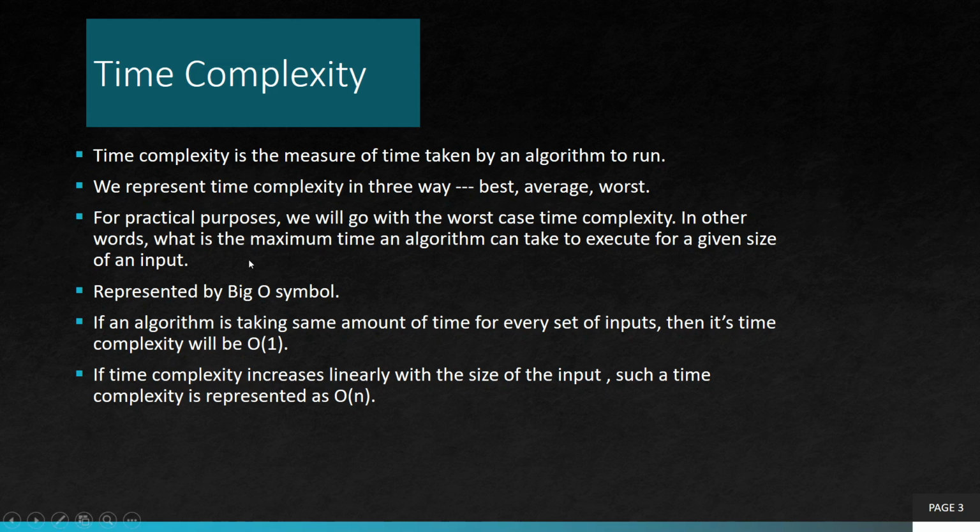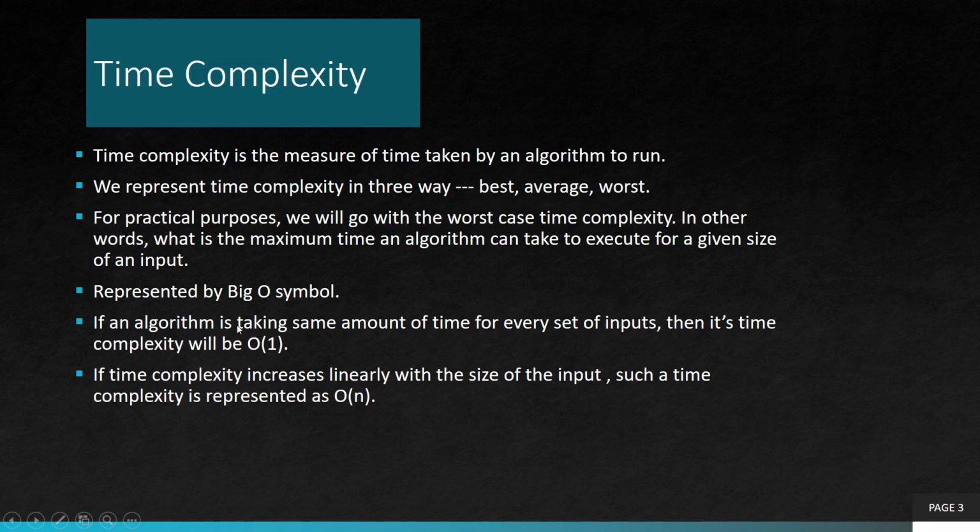Now what is time complexity? Time complexity is the measure of time taken by an algorithm to run. We represent time complexity in three ways: best case, average case, and worst case time complexity. For practical purposes, we will go with the worst case time complexity. In other words, what is the maximum time an algorithm can take to execute for a given size of input.